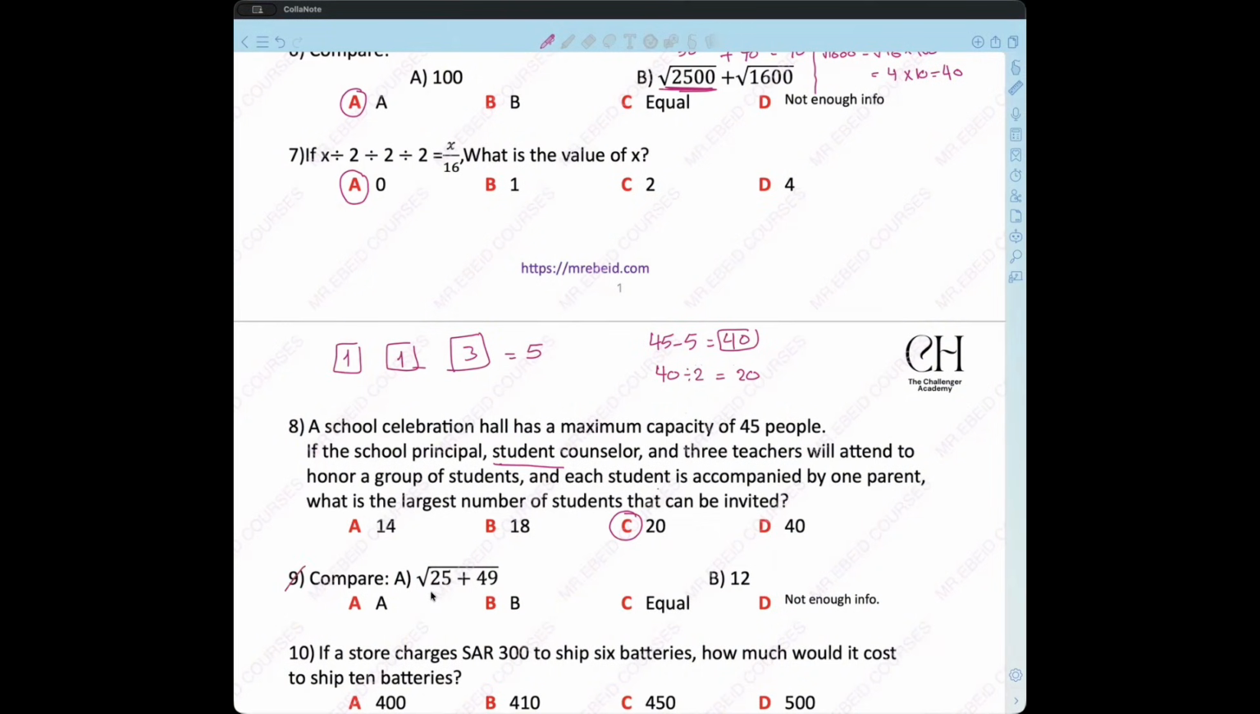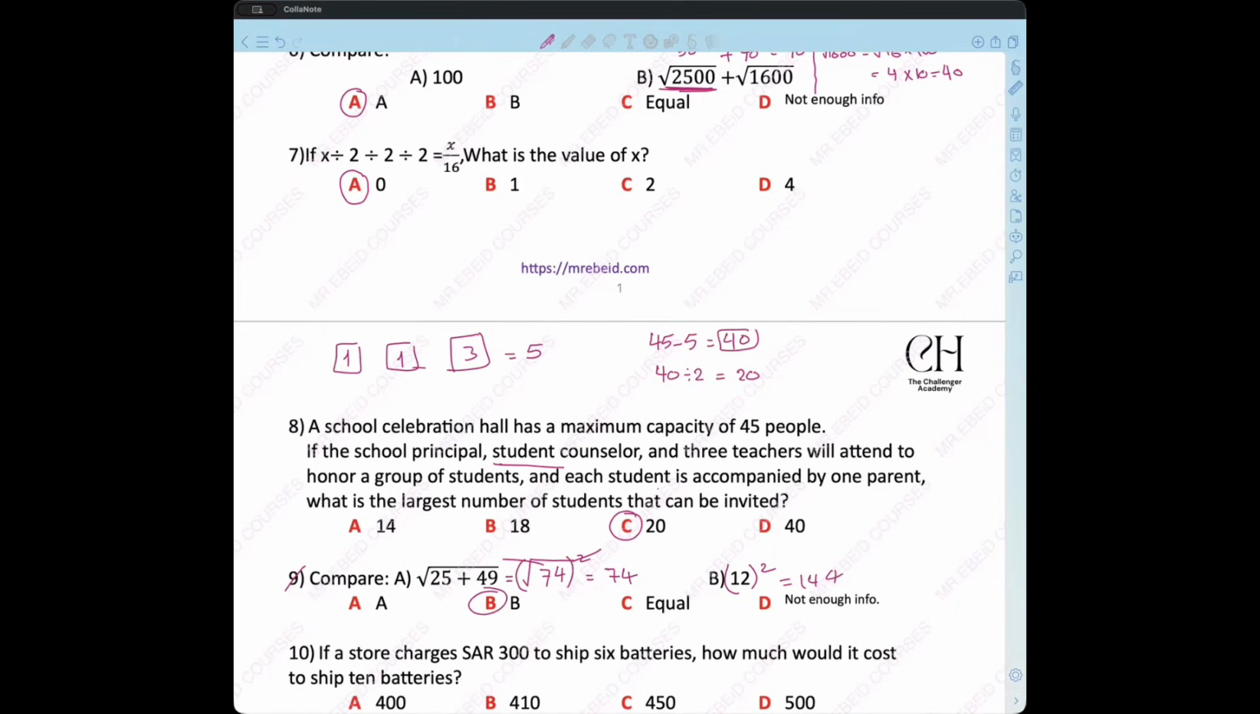Compare between A, which is root of 25 plus 49, and B, which equals 12. I told you before, if it is plus or minus under the square root, we cannot take the square root. Just add 25 plus 49, it will be 74. So we have root 74 and 12. If you have a real square root like this, you can square both sides, because power 2 will cancel with the square root, so it's 74. And 12 squared equals 144. It means B is greater.